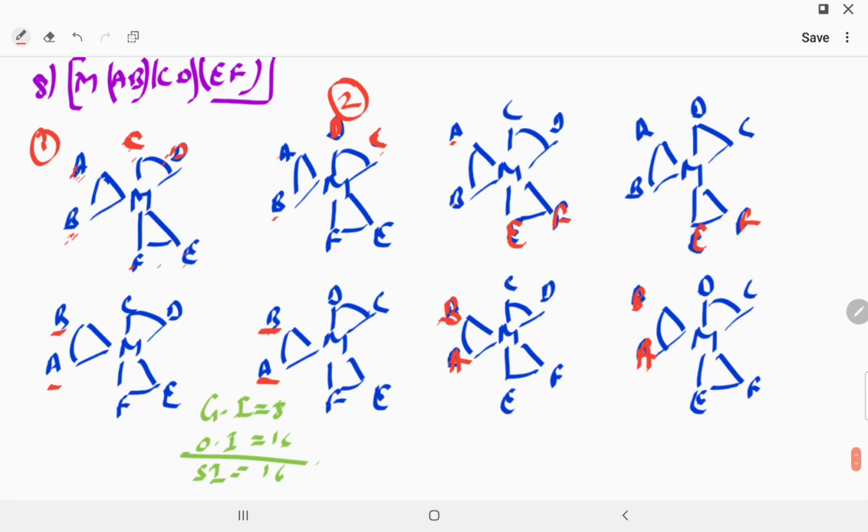So guys you are able to see that total all are different. So total geometrical are, we can say, 8, and no one show any POS. So optical is also shown. So total optical are 16. So total stereoisomers are 16. I hope guys this is very clear to you.